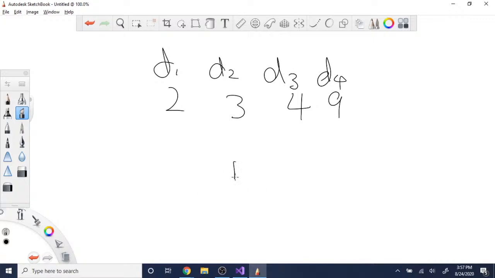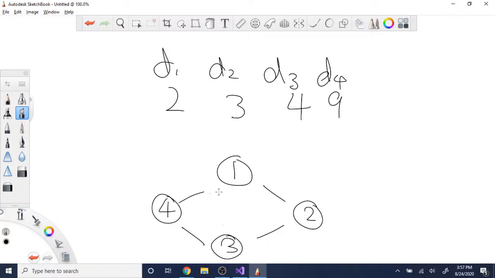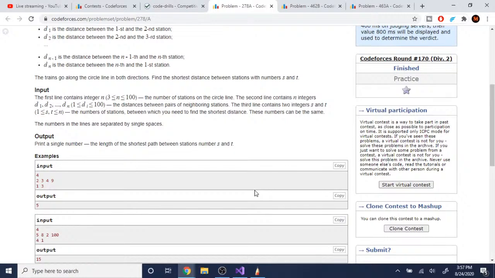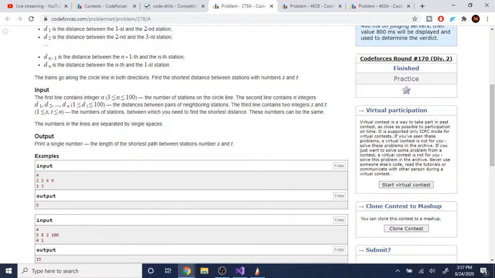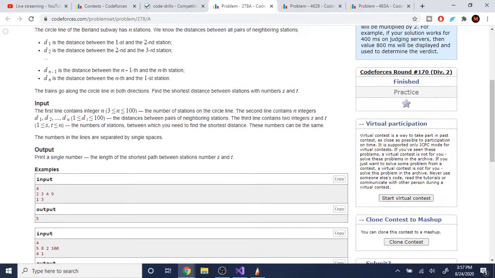And then I have like, let's draw it as graphs again, okay? This, 2, 3, 4, right? D1 is 2, D2 to 3 is 3, D3 is 4, D4 is 9. And then you want to find the minimum distance between S and T, between 1 and 3. Between 1 and 3, you just have to loop through from 1 to 3. Wait, so we could loop through 1 to 3 through the right direction or the left direction. So, let's see.